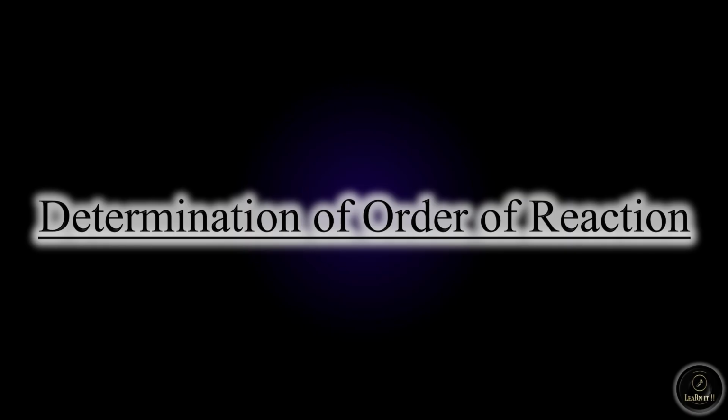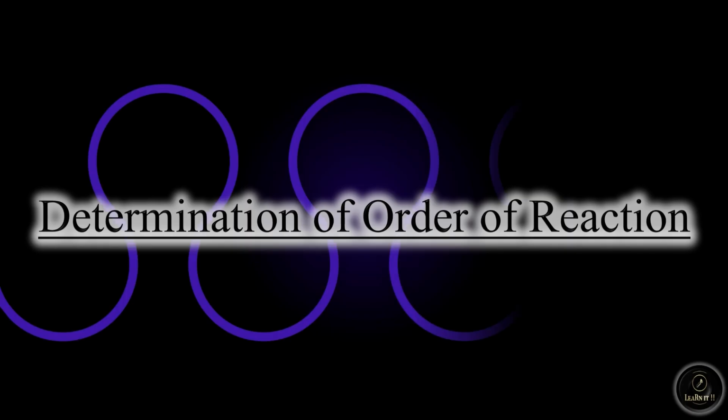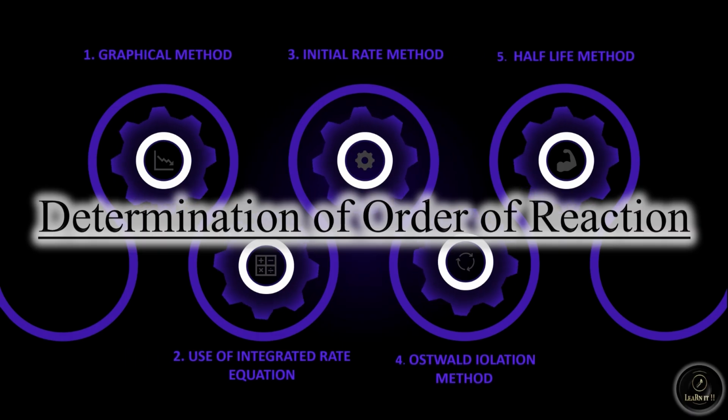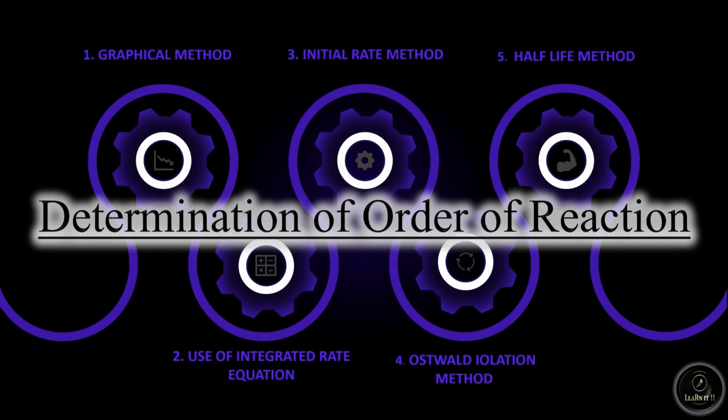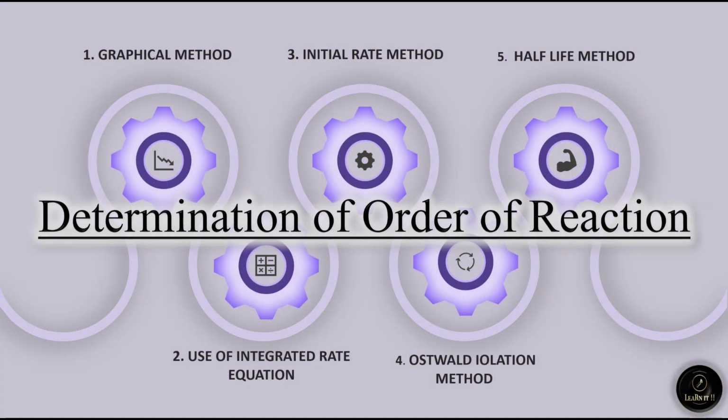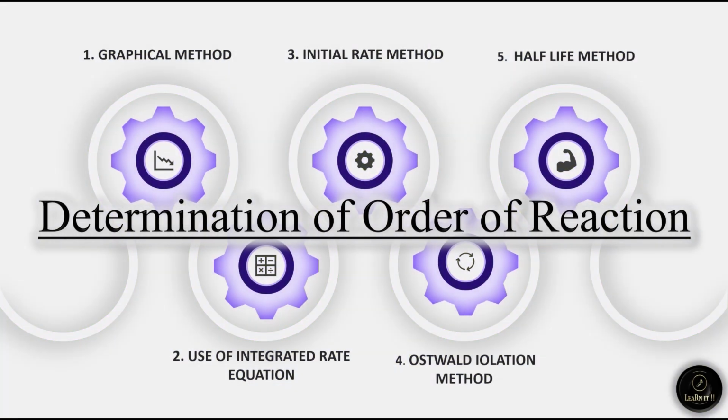Next important concept with respect to chemical kinetics is experimental determination of order of reaction. There are 5 methods which we use practically so as to determine the order of reaction. The first one is graphical method, second one is use of integrated rate equation, third one is initial rate method, fourth one is Ostwald's isolation method, and the last one is half-life period method. We'll discuss one by one.